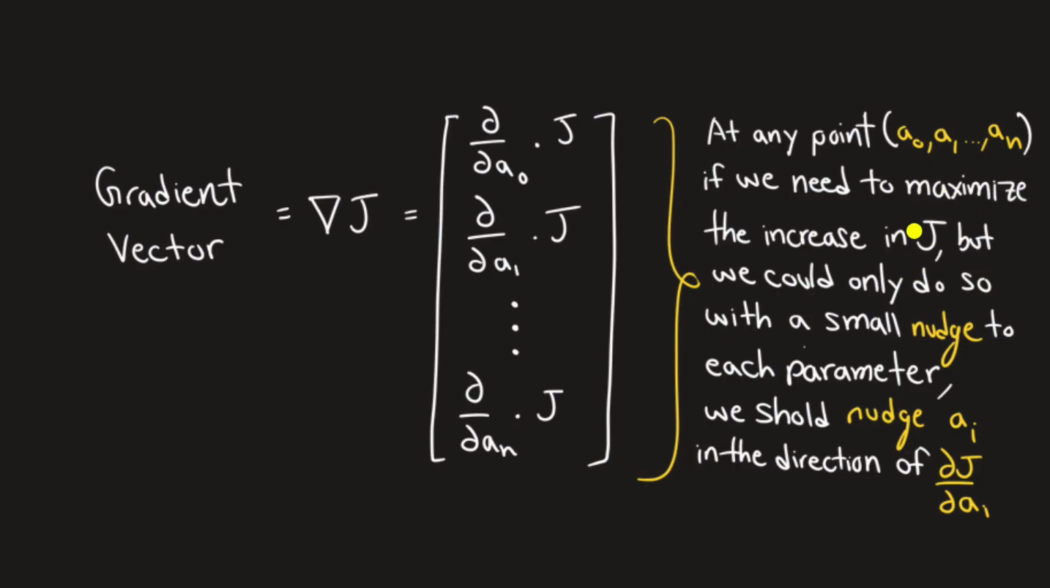The answer is that if we nudge the parameter a0 in the direction of delta J by delta a0, nudge the parameter a1 in the direction of delta J by delta a1, and so on, all the way to nudging an slightly in the direction of delta J by delta an, then this would correspond to the maximum jump that we could possibly make by nudging these parameters. It sounds like a mouthful, but it will probably be more clear if we show this visually with some simple examples.